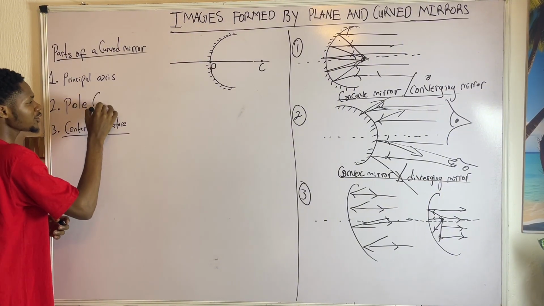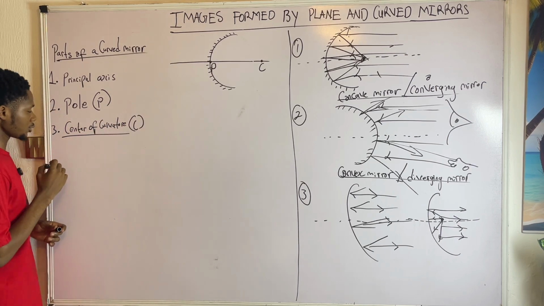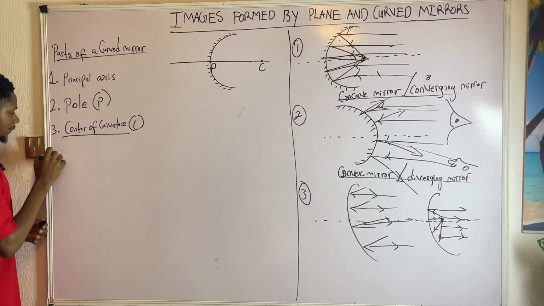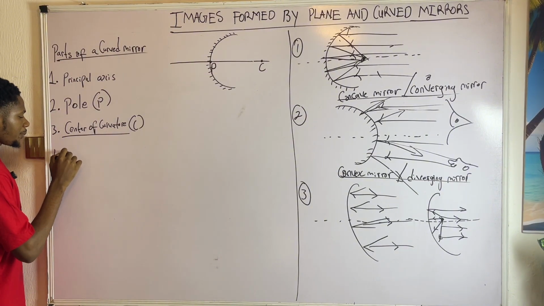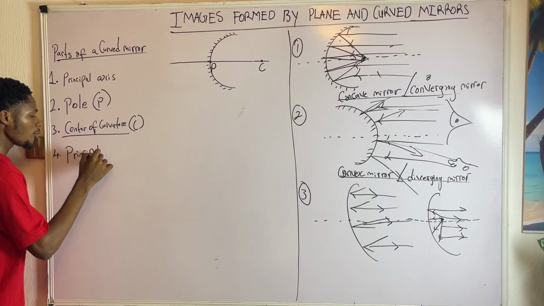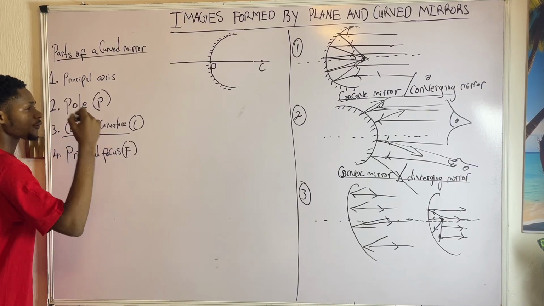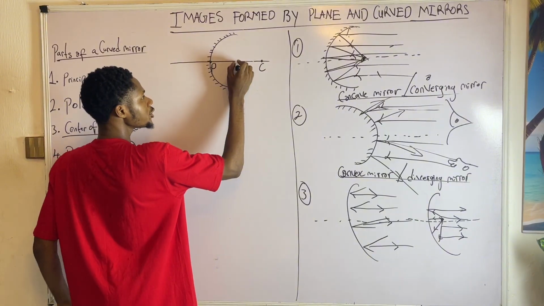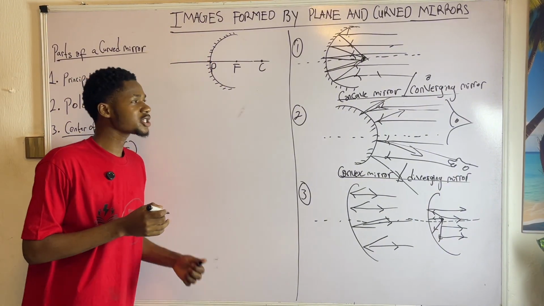Now this pole, I usually represent it as P, and the center of curvature I'm going to represent as C. The next one I'm going to talk about, number 4, is the principal focus. In brackets I'm going to call it F. The principal focus is a point like this, still on the principal axis.